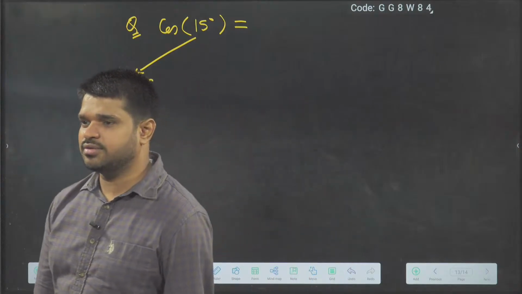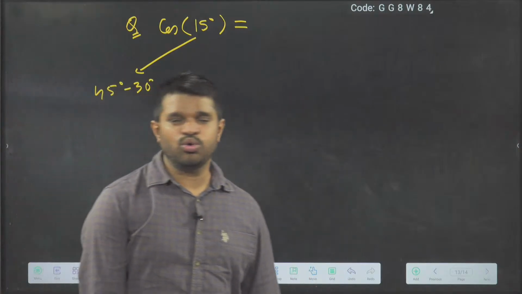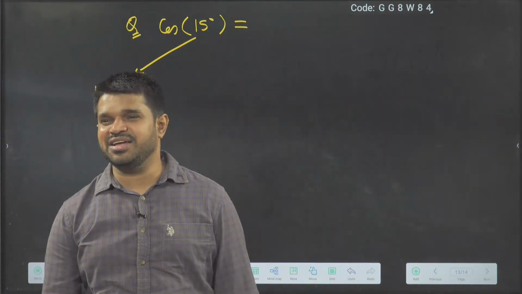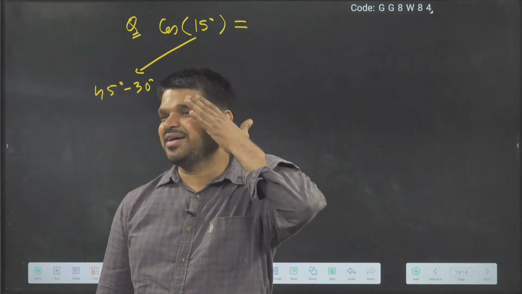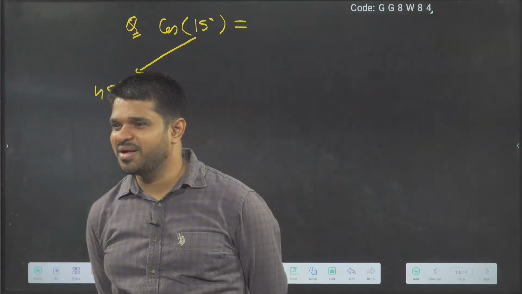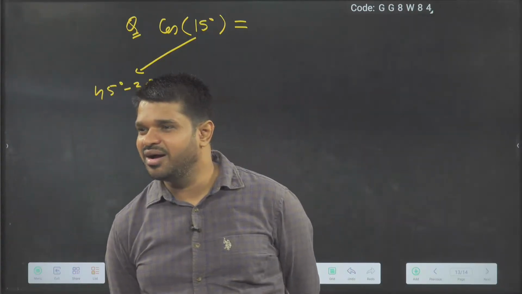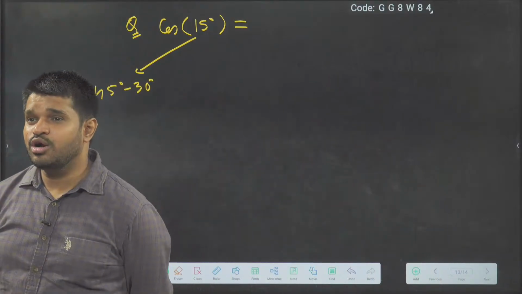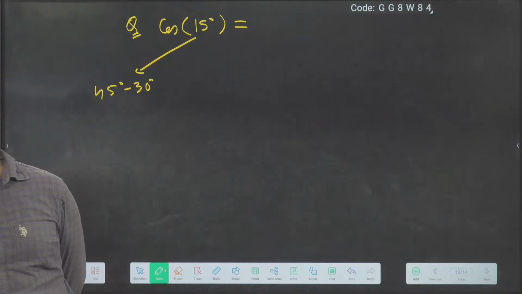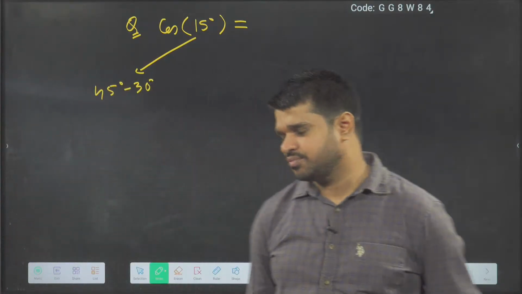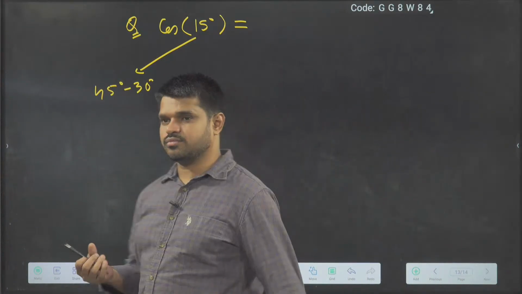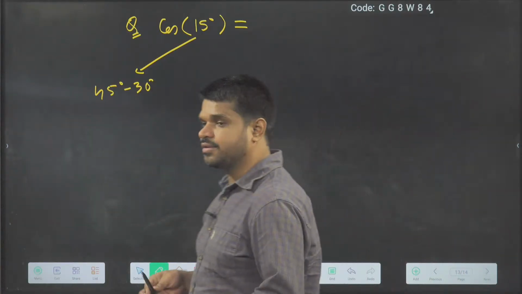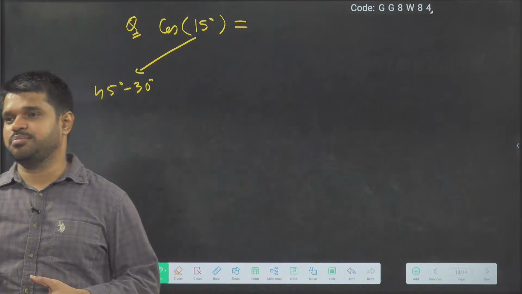Good. Someone has Uno flip game. Uno, housey, tambola, everything I will play. First come here. Answer. Write 15 degree as 45 minus 30. Yes, many are giving the correct answer.